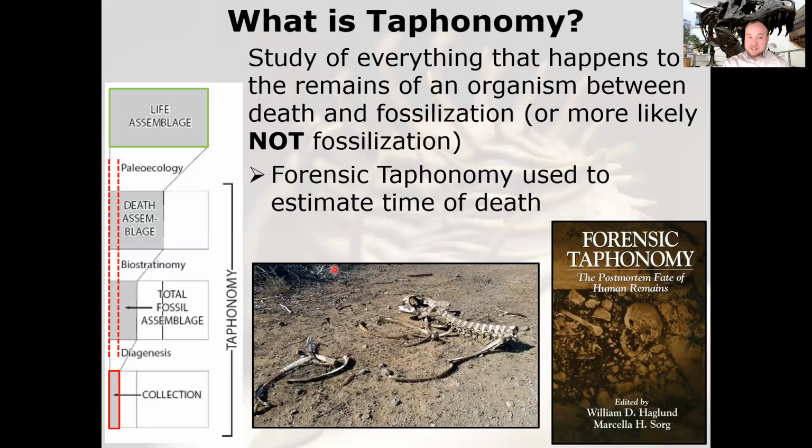And so, this is an example of a vertebrate of some kind just laying out on the ground, and you see it's disarticulated, the bones are scattered about, not everything's here, the head has been carried away, maybe to be scavenged upon.